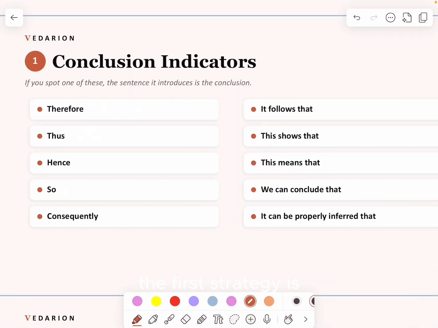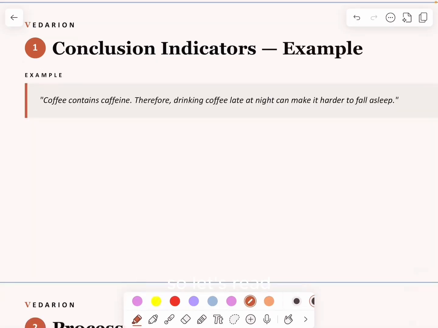The first strategy is if you spot a conclusion indicator, the sentence it introduces is the conclusion. Let's try an example. Let's read: coffee contains caffeine, therefore, drinking coffee late at night can make it harder to fall asleep. Therefore is a conclusion indicator, and what follows it is drinking coffee late at night can make it harder to fall asleep. So the conclusion is this part.